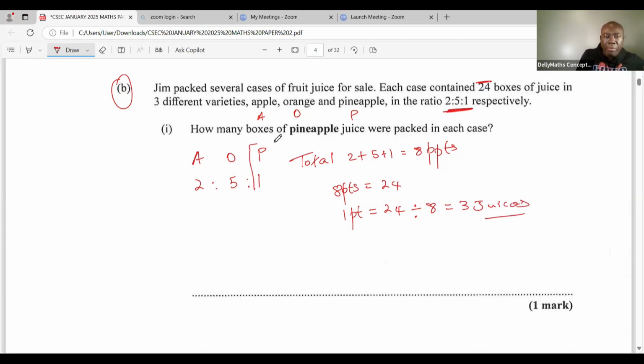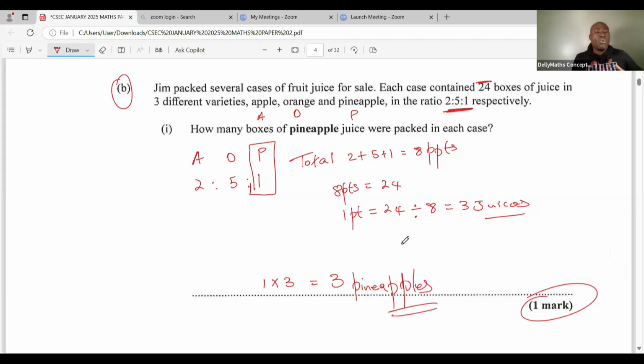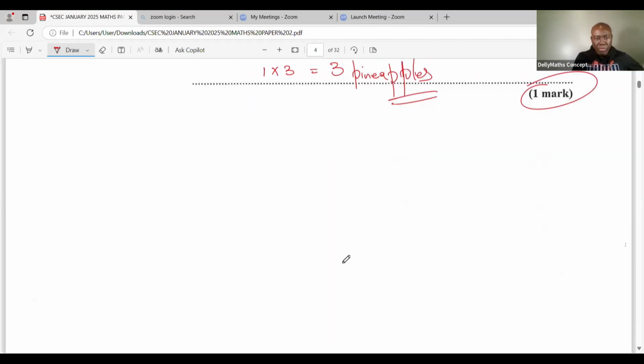Pineapple is 1 part. So we respond to the question that pineapple is 1 times 3, which gives us 3 pineapple juices. So the number of pineapple juices packed is 3. What this suggests is that in every case, it doesn't matter how many cases, we would have 3 pineapple juices in it.